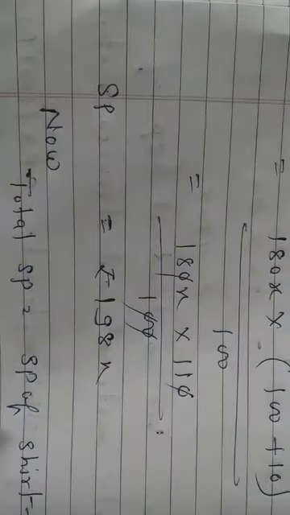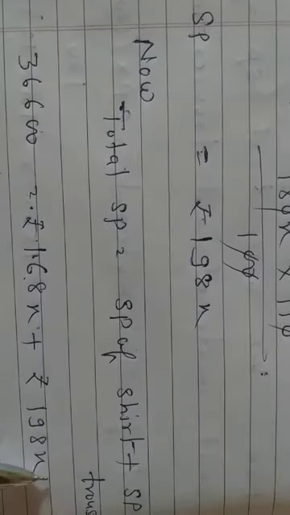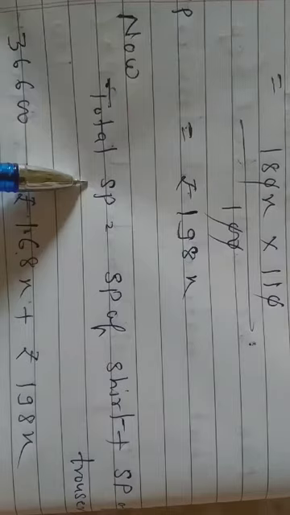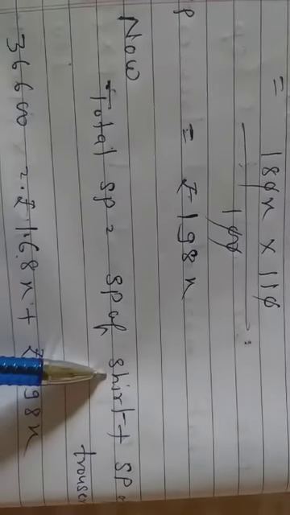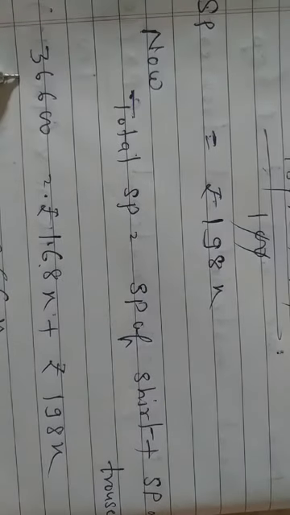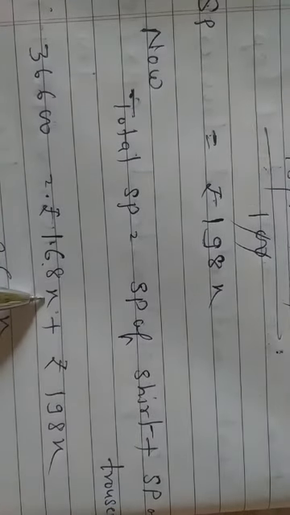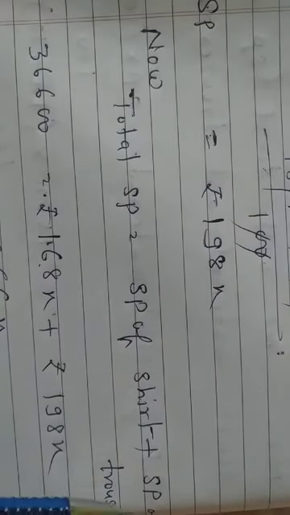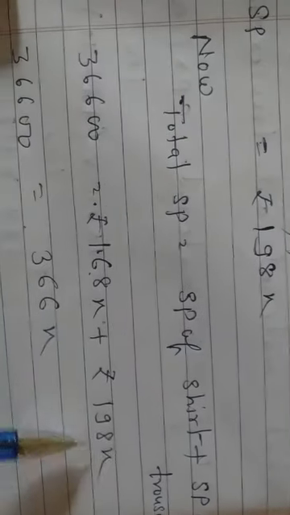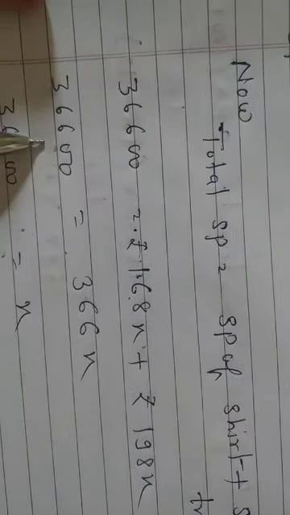Now students, the total selling price is given to us, that is 36,600. So what we will do, we will write the total selling price. Total selling price will be equal to the selling price of shirt material plus the selling price of trouser material. The total selling price is given as 36,600. The selling price of shirt material we found is 168x, and the selling price of trouser material we found is 198x. After adding both of these, we will get 366x equal to the total selling price.